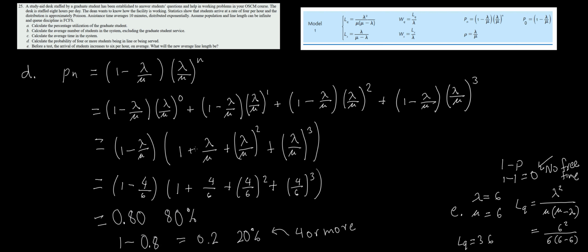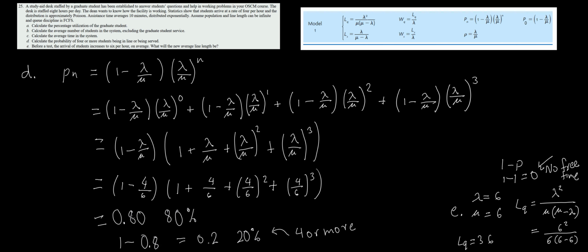So there's this magical thing in math, and it's known as taking the common factor. And we can notice that here, this is the common factor in all of the terms, and then we can take that and separate it, move it to the outside, and then all we're left with are the lambda over mu to the power of 0, 1, 2, and 3. And then when we plug in the numbers, we get 0.8 or 80%.